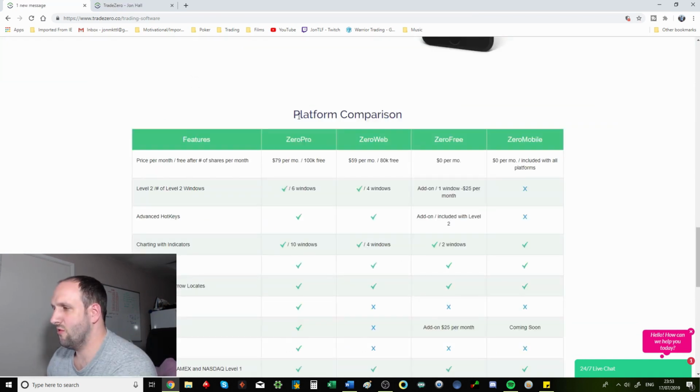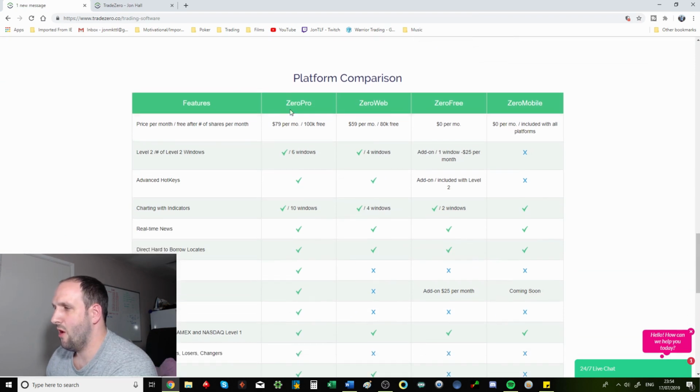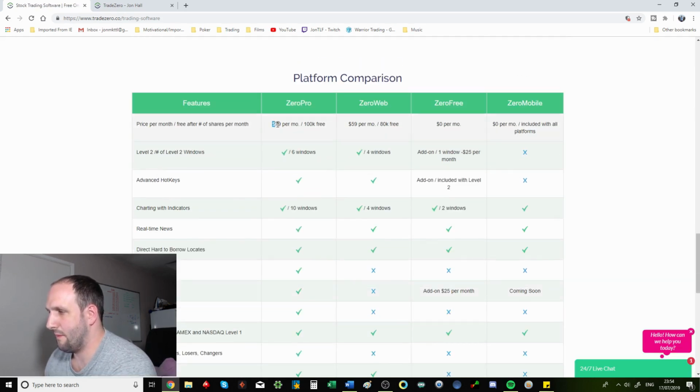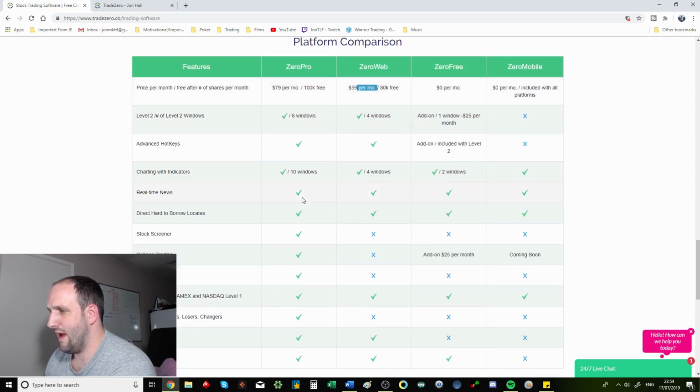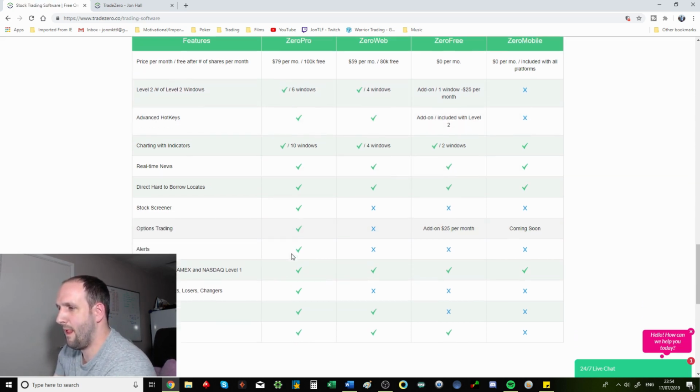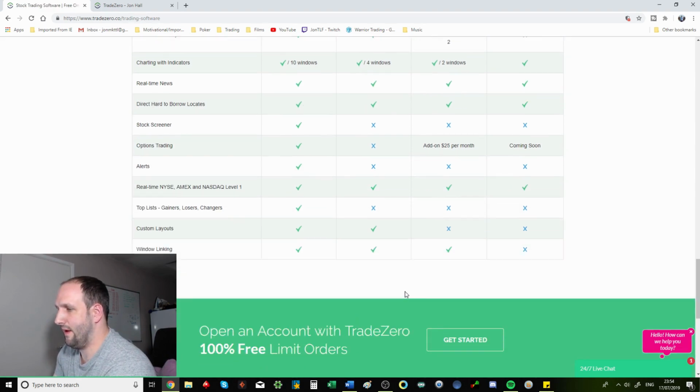So here just shows you the platform breakdown of each one. You see it's $79 a month, $59 a month, Zero, that's free, but you get add-ons. And just remember, with my discount code, you get money off these two. It just shows you everything you get access to. So you need Level 2 windows, you can get up to 6 of them. You need hotkeys, you need real-time data, and you can go with options and everything here.